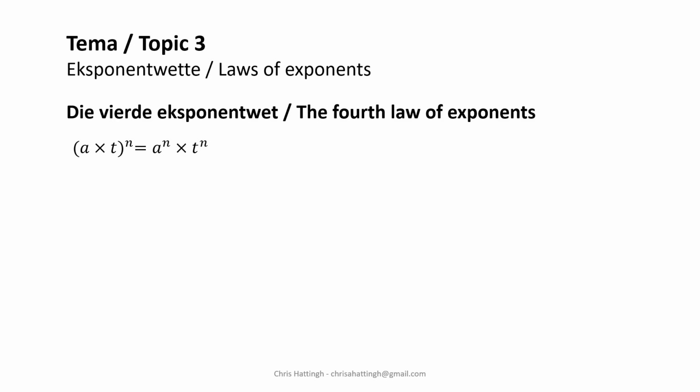The fourth exponent law. This is very closely related to the third one. You'll have two variables inside of the bracket. Each of the variables' exponent needs to be multiplied with the exponent on the outside. So if you got in the bracket 2 times 3, that is 2 to the power of 1 times 3 to the power of 1. 1 times 5 gives you 5, so it will be 2 to the power of 5 times 3 to the power of 5.